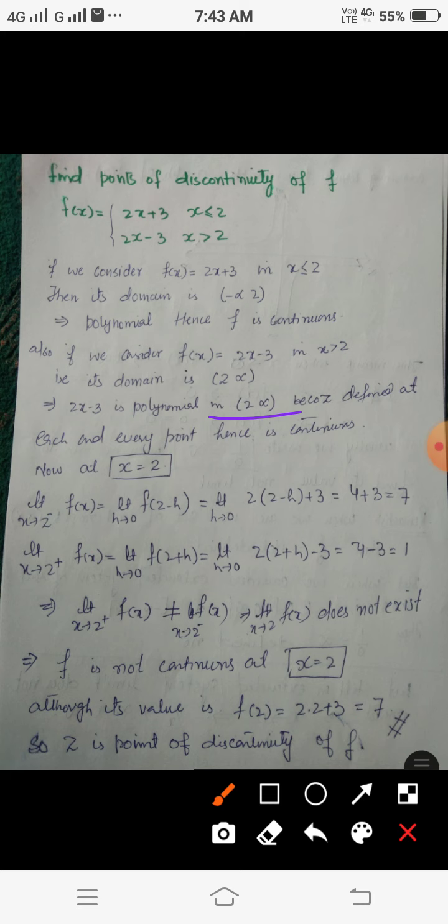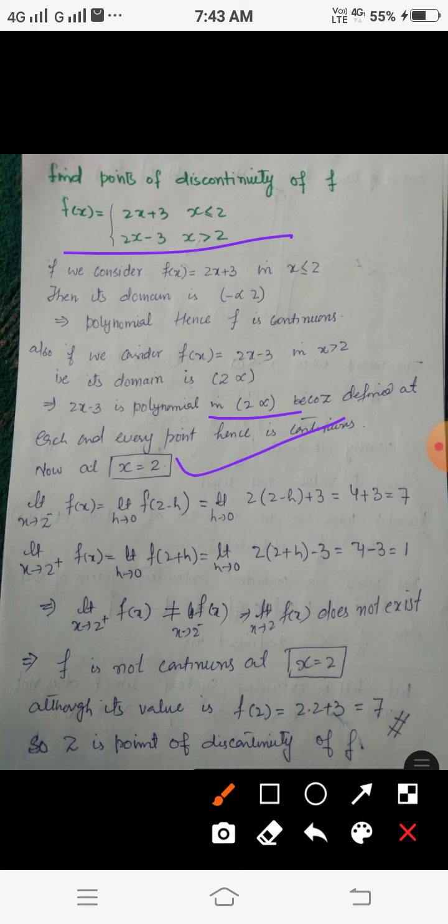which implies that this function f of x, which is defined by 2x plus 3 for x less than or equal to 2, and 2x minus 3 for x greater than 2, is continuous at each and every point except 2. Now we will check its continuity at x equals 2.